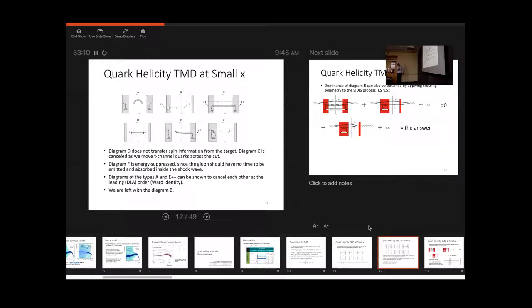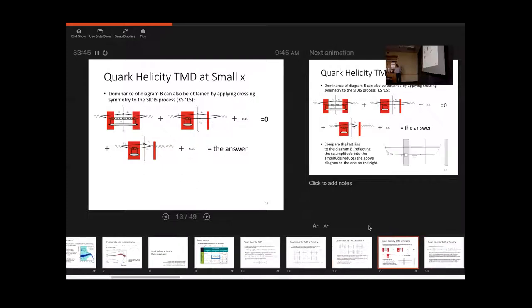You can show the diagram F is sort of energy suppressed. You have this gluon which has to live inside the shockwave, which is a very short time. And moreover, this Wilson line gluon interaction can be shown to be non-eikonal. Diagram E and diagram A are left and require further analysis, but the claim is they cancel each other at the double log order, which we're going to be working in, which I'll elaborate on later. So if you're interested in log squared 1 over x times alpha_s corrections, diagrams A and E cancel, and you're left only with diagram B.